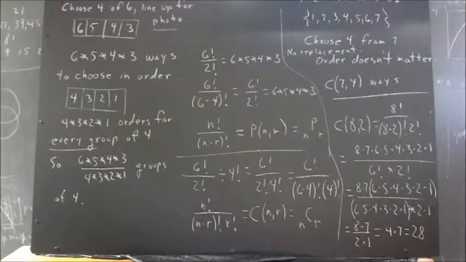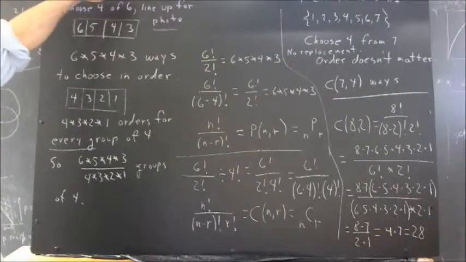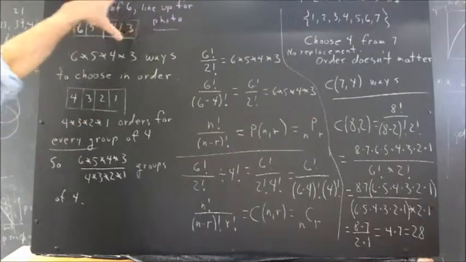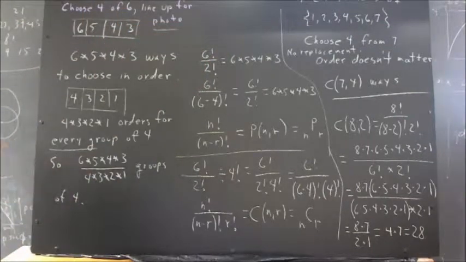A brief summary of the preceding few videos. If we want to choose 4 people out of 6 to line up for a photo, where a different lineup constitutes a different photo, how many different possible photos are there?